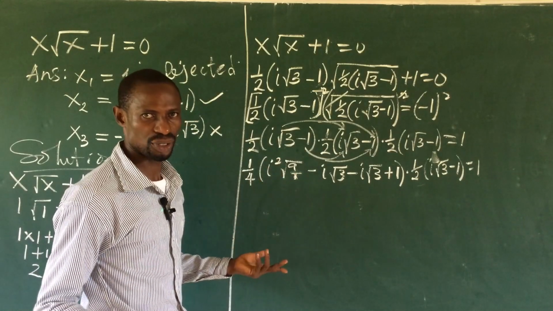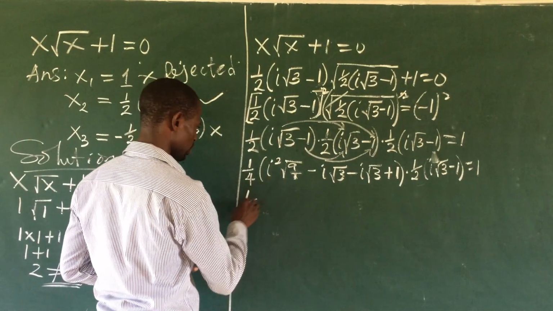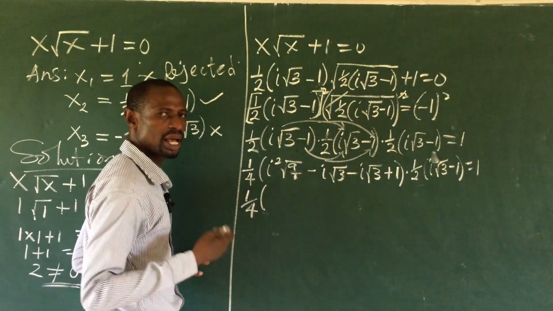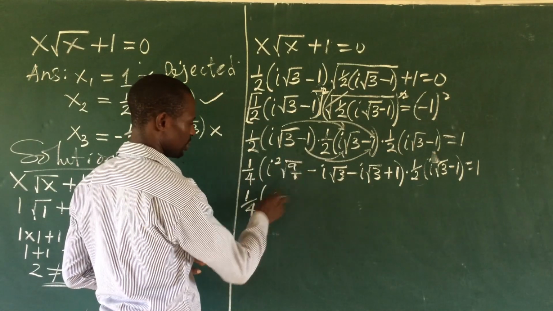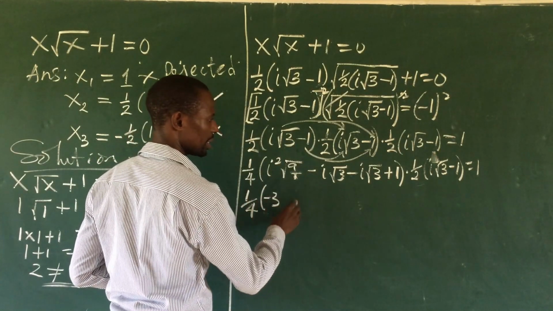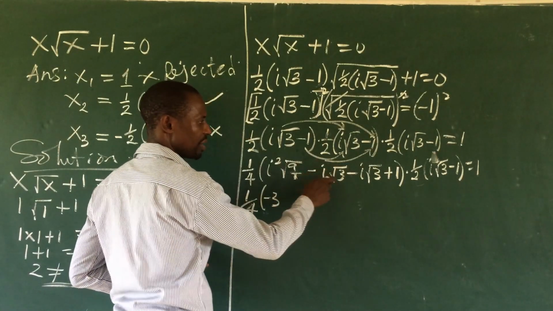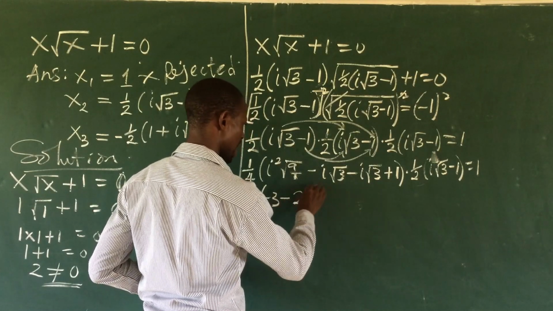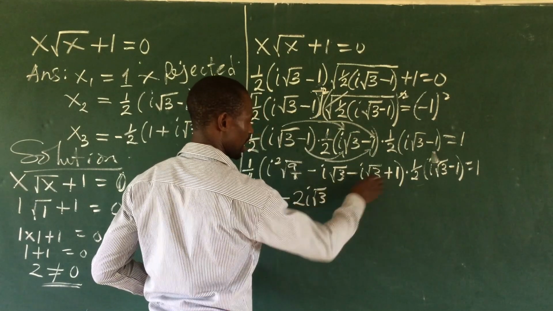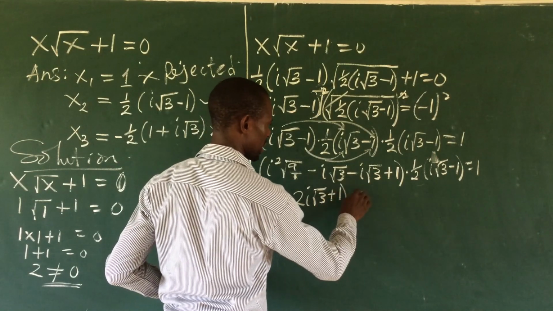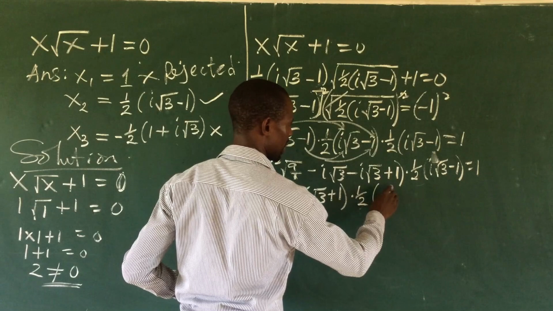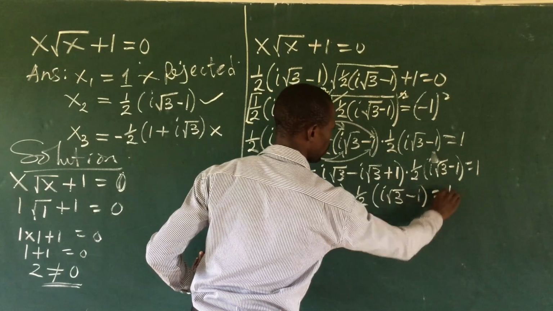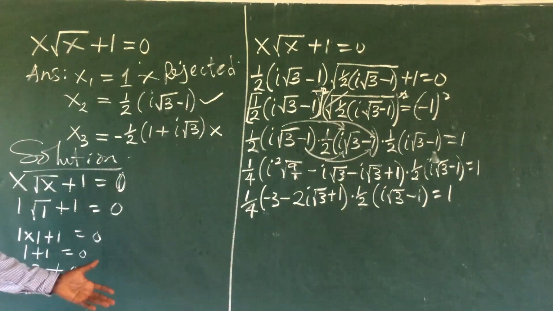Now, what is your i squared? i squared is minus 1. So here we have 1 all over 4 bracket minus 1, and the square root of 9 will give us 3. So minus 1 times 3 will give us minus 3. Then here we have i root 3 minus i root 3. This will give us minus 2i root 3. Then plus 1. Close bracket, times 1 all over 2, bracket your i root 3 minus 1, everything equal to 1. Easy.